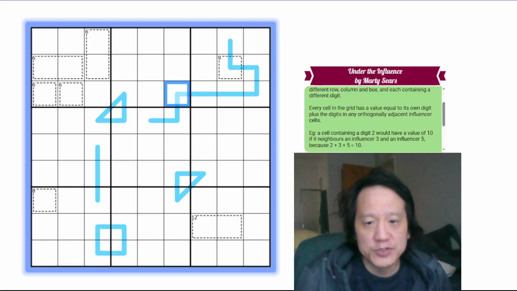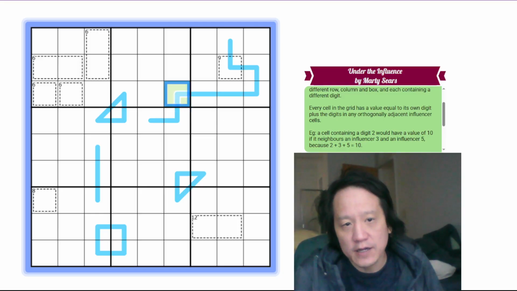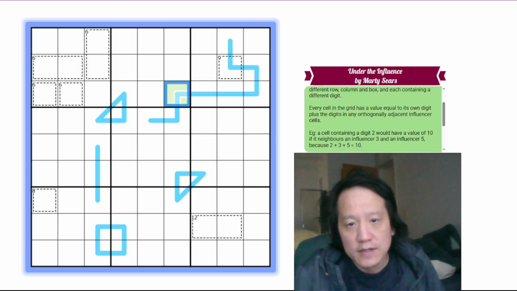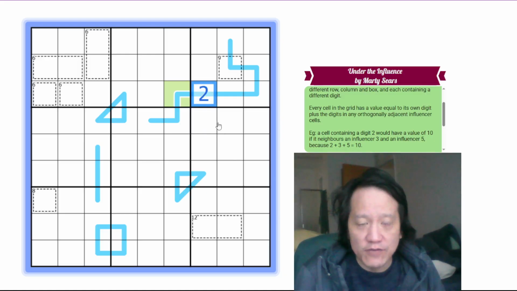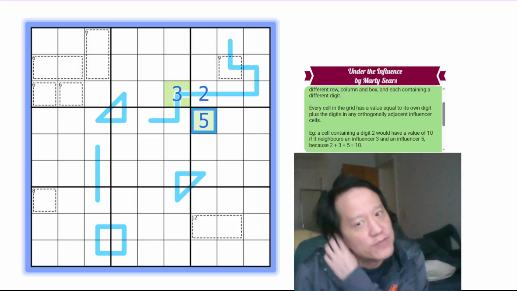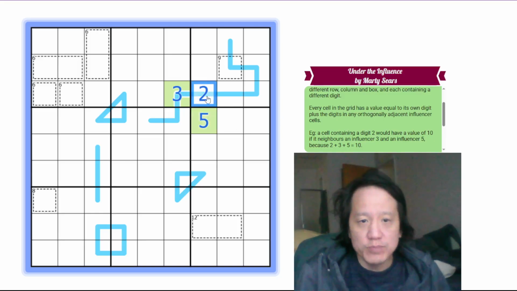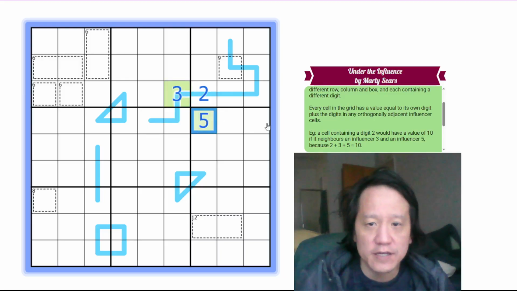So, for example, a cell containing a digit 2 would have a value of 10 if its neighbor is an influencer 3 and an influencer 5. Not 3, 5, because 2 plus 3 plus 5 is 10.